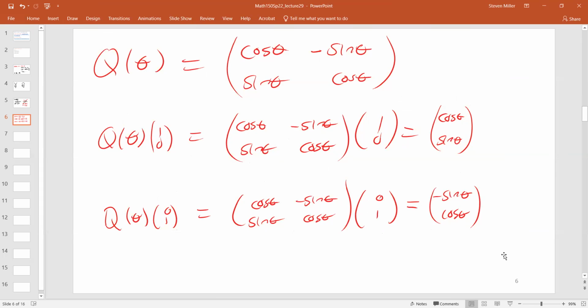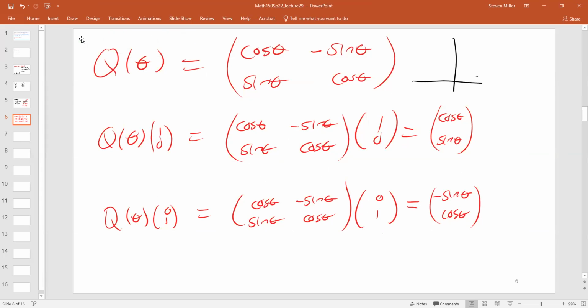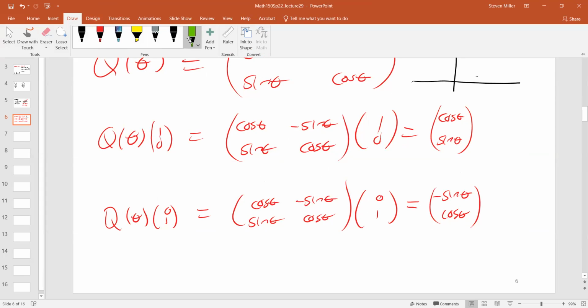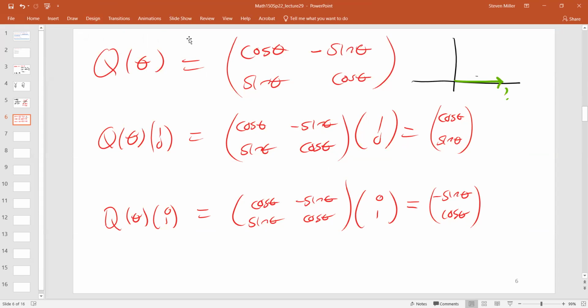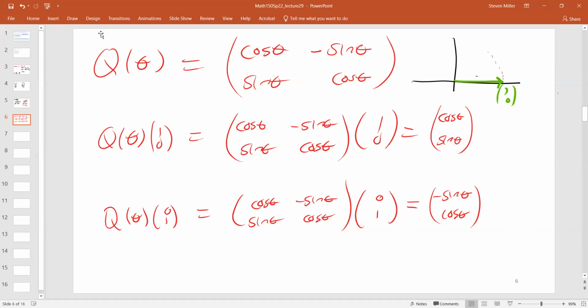Okay, so now let's think about what happened. I started off, here's my coordinate system. Here is the vector 1, 0, and it gets rotated to the vector cosine theta, sine theta. So it's still going to be 1 unit from the origin. It's just now rotated by theta.